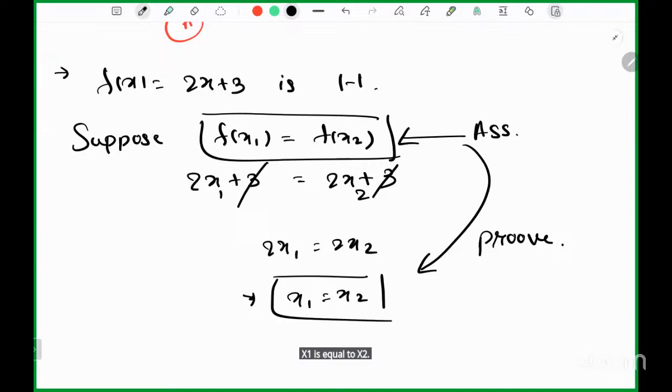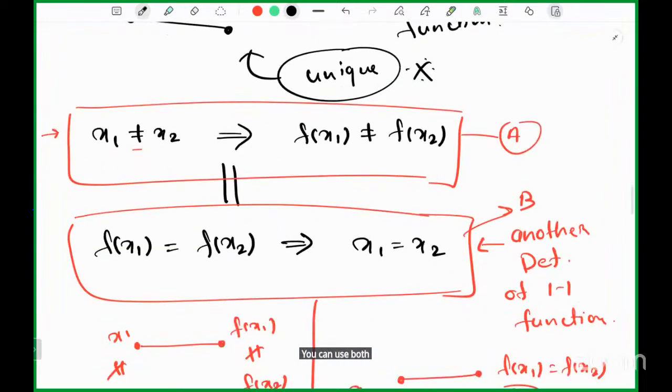Okay, so that's how you can prove that a function is a one-one function. You can use both statements, the A statement or the B statement. Both will work. Is that clear? Fine.